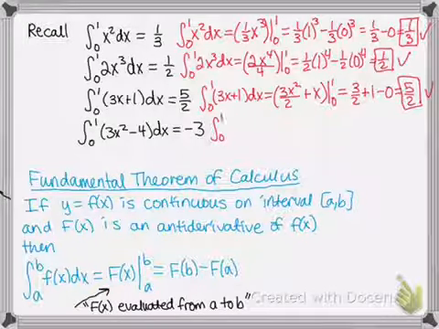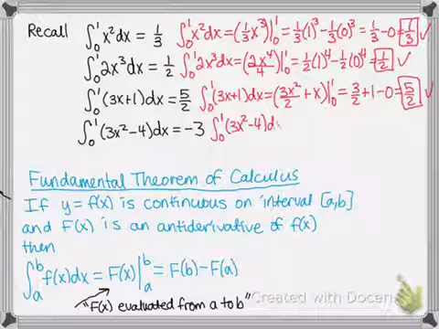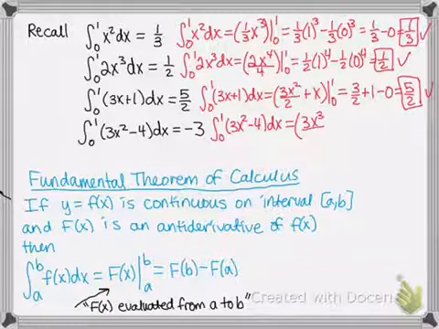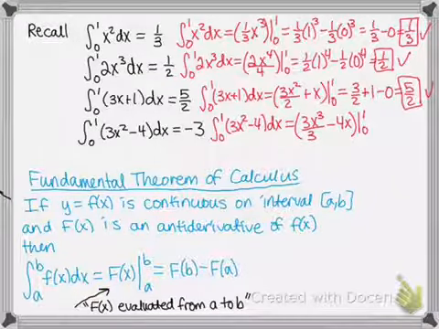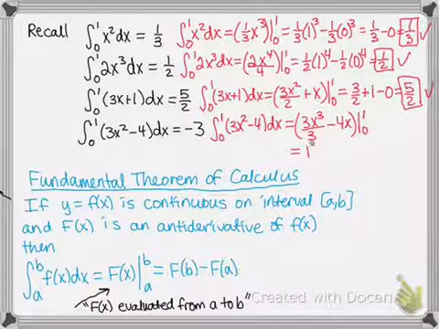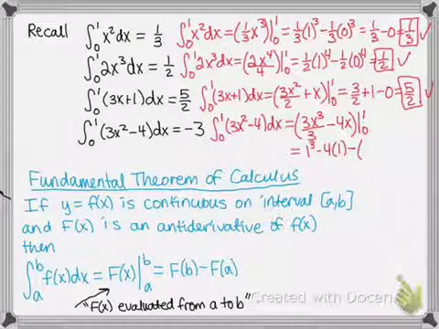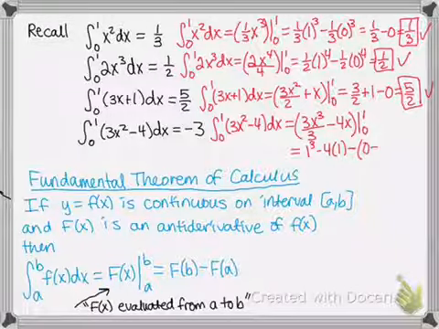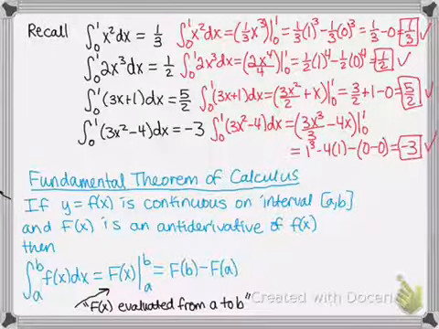Okay, let's find the last one. Again, you can pause it to see if you get the same thing. The integral of 3x squared minus 4 dx. We find the antiderivative, so we get 3x cubed divided by the new exponent 3, minus 4x, evaluated from 0 to 1. You substitute in 1 first. The 3's cancel, so you get 1 cubed minus 4 times 1, minus, and it's a good idea to put it in parentheses, 0 minus 0. Once we simplify that, we get -3, which is what we got before.